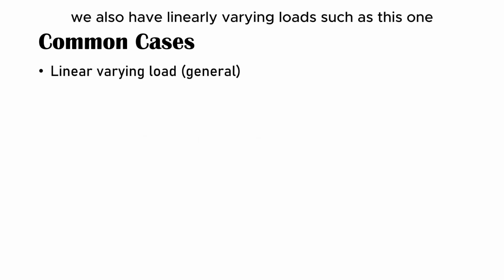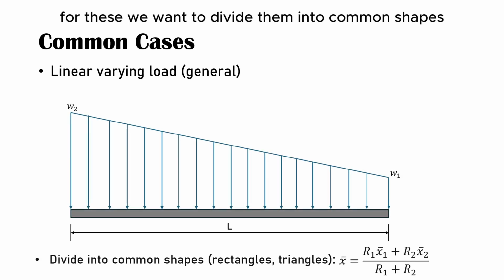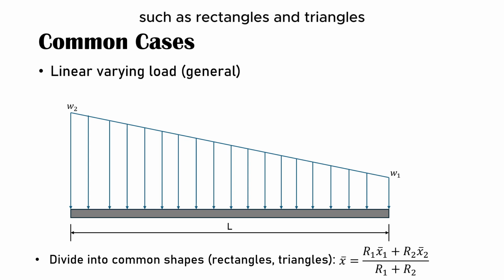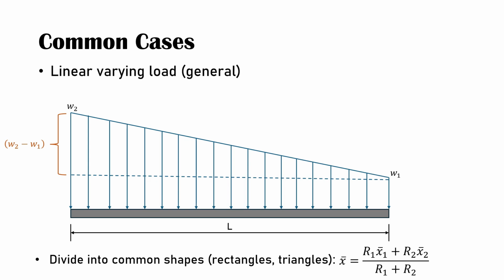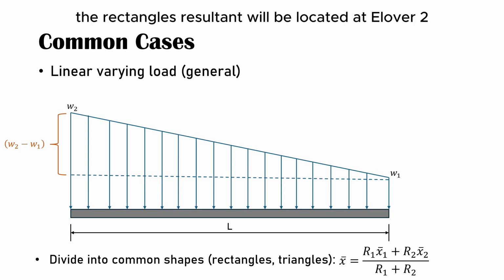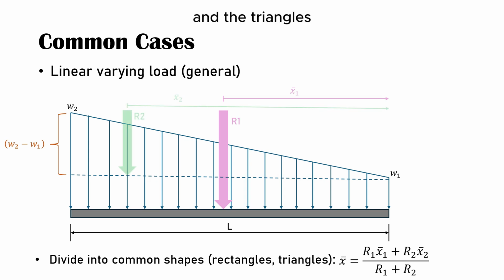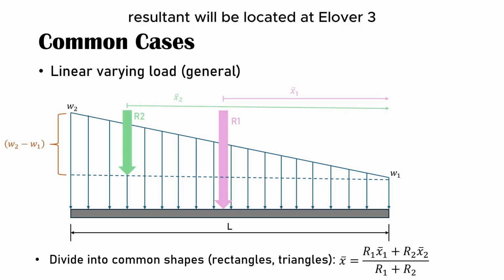We also have linearly varying loads, such as this one. For these, we want to divide them into common shapes, such as rectangles and triangles. This one, we will divide it into a rectangle and a triangle, where the rectangle is W1 and the triangle is W2 minus W1. The rectangle's resultant will be located at L over 2, and the triangle's resultant will be located at L over 3 from the highest peak.